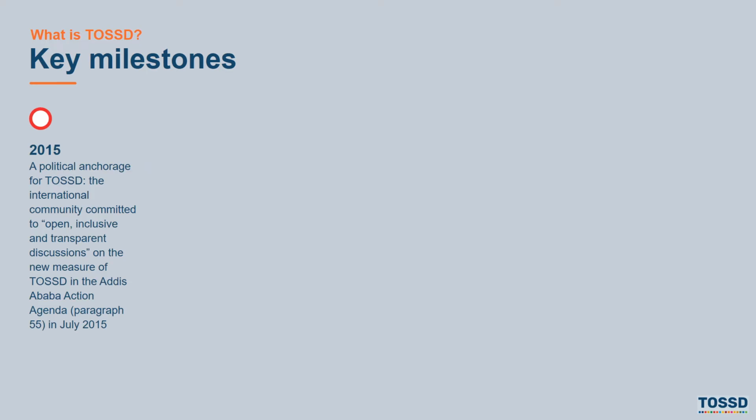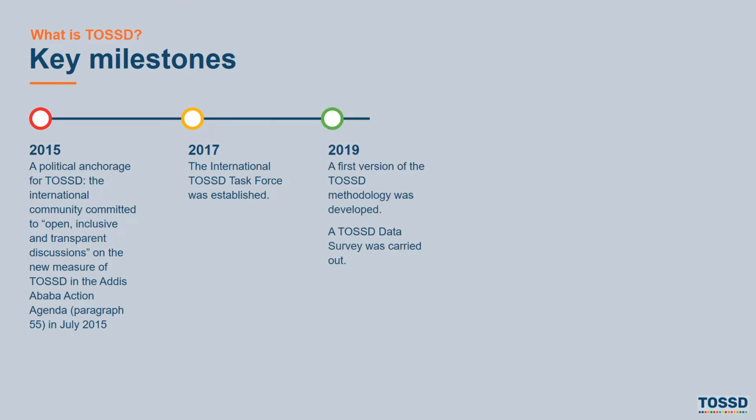In the past years, several key milestones were reached. In July 2015, the international community committed to open, inclusive and transparent discussions on the new measure of TOSSD in the Addis Ababa Action Agenda, paragraph 55, which provides a strong political anchorage for TOSSD. In 2017, the International TOSSD Task Force was established. 2 years later, a first version of the TOSSD methodology was finalized and a TOSSD data survey was carried out.